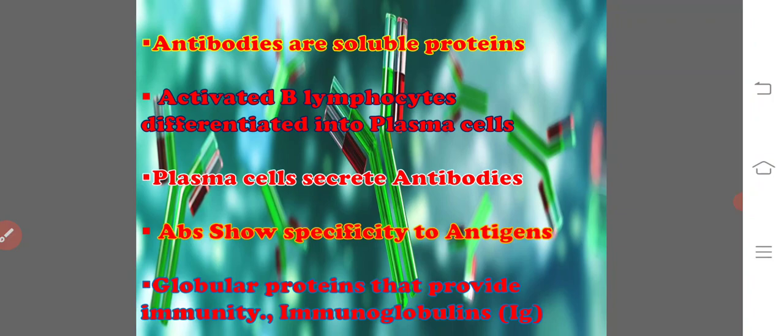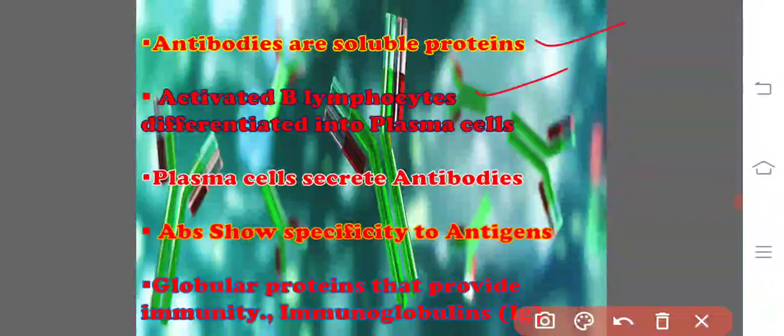If you observe the properties and functions of antibodies, antibodies are soluble proteins. The activated B lymphocytes differentiate into plasma cells. Plasma cells secrete antibodies. Antibodies show specificity against antigens and are globular proteins that provide immunity. Hence the antibodies are known as immunoglobulins and denoted as Ig.